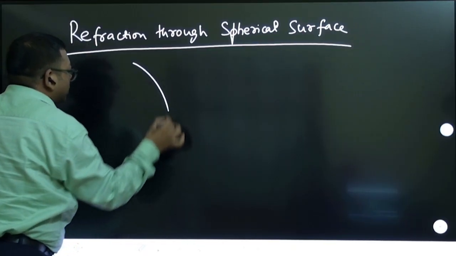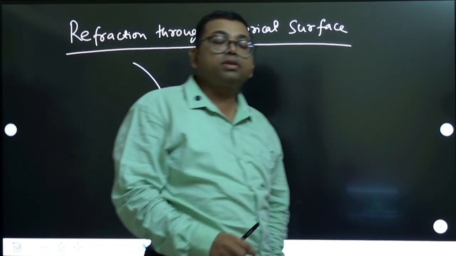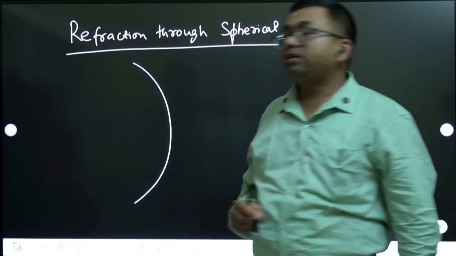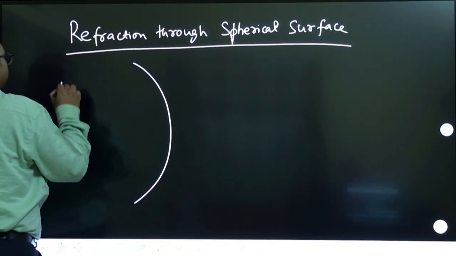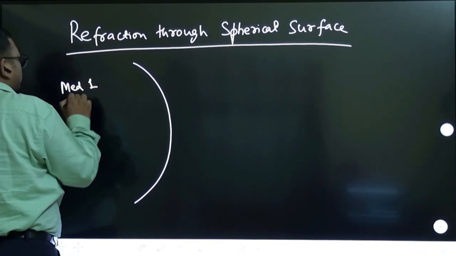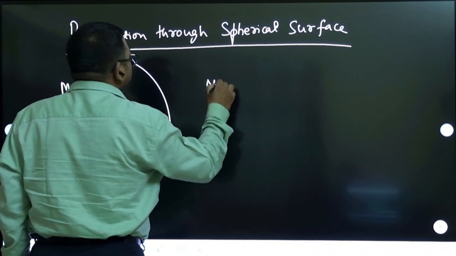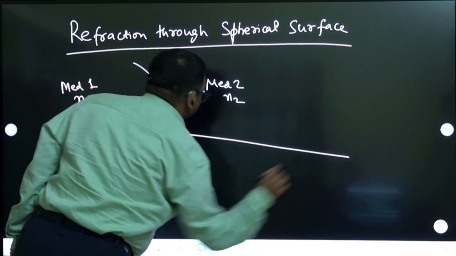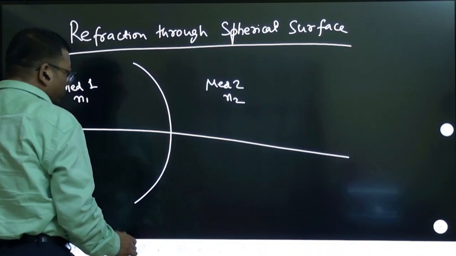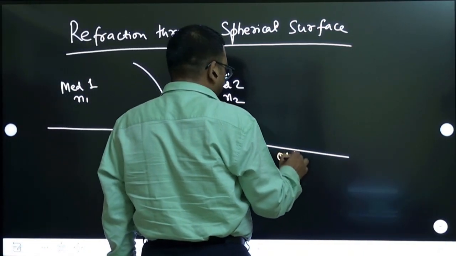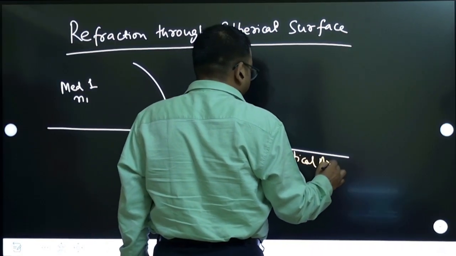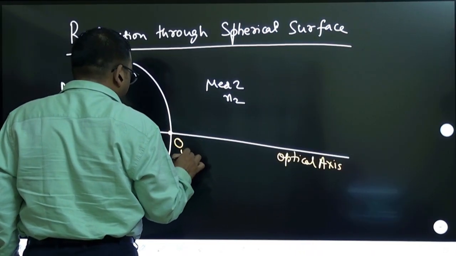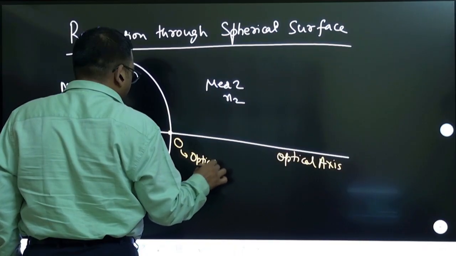So let us say that there is a spherical surface. This surface can be anything, concave, convex, whatever it is, but there is a medium. This side, let us say the medium is 1 with refractive index n1, and this side is medium 2 with refractive index n2, and let us consider that this is the optical axis. This is called the optical axis. And this point is called point O, the optical center.